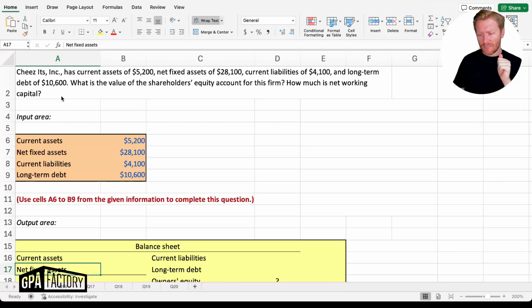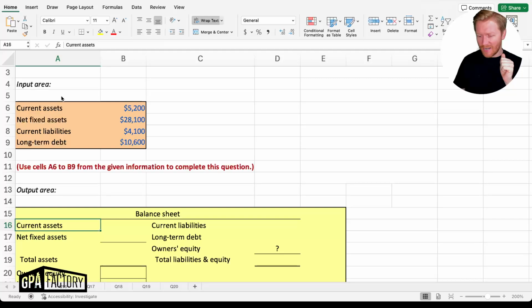So when we take a look at this, we are again just getting our feet wet with Excel. When we're navigating through, I'm just using my arrow keys, up, down, left, right. And then when it says current assets here, we're going to start to fill out this balance sheet. When we're going to cell reference, that means that this value for current assets, we already have somewhere else. So we're going to want to reference that cell.